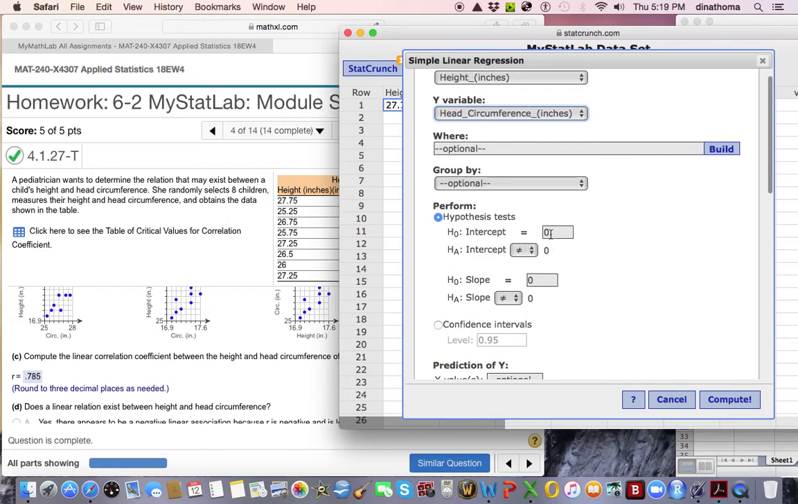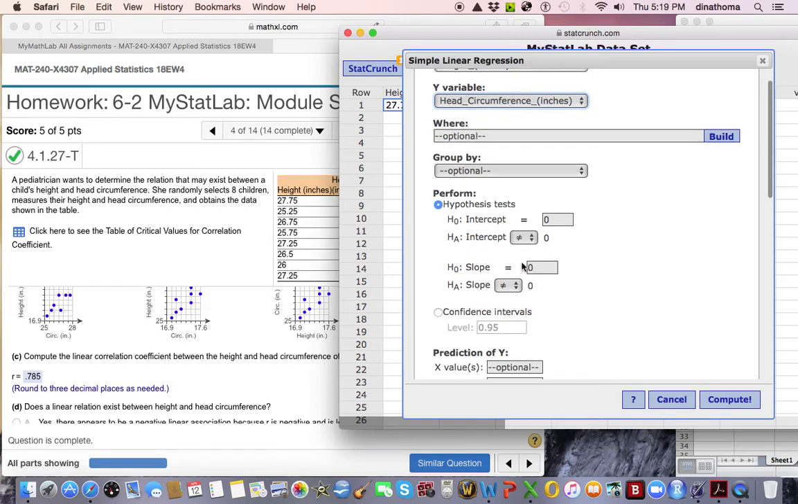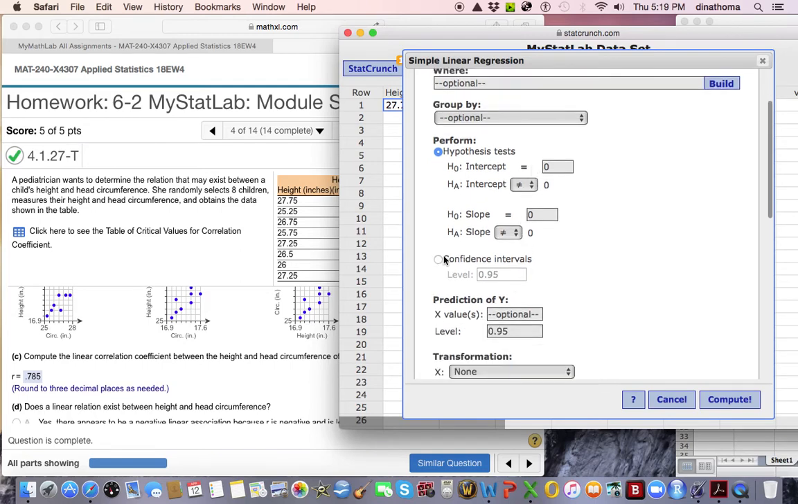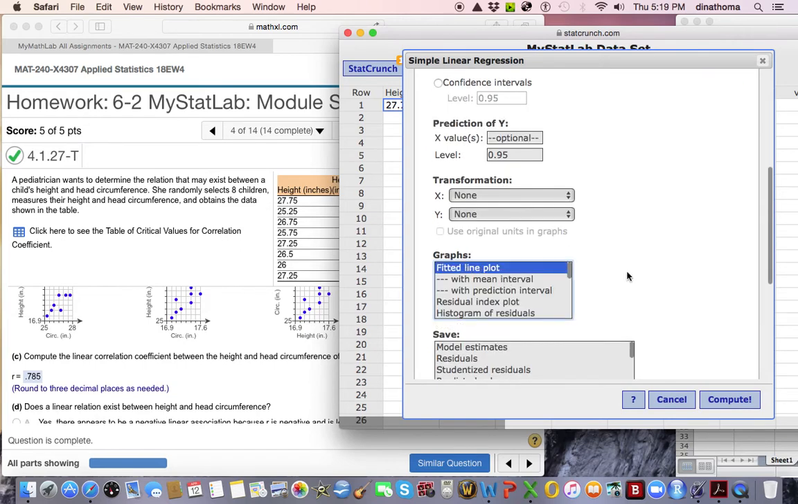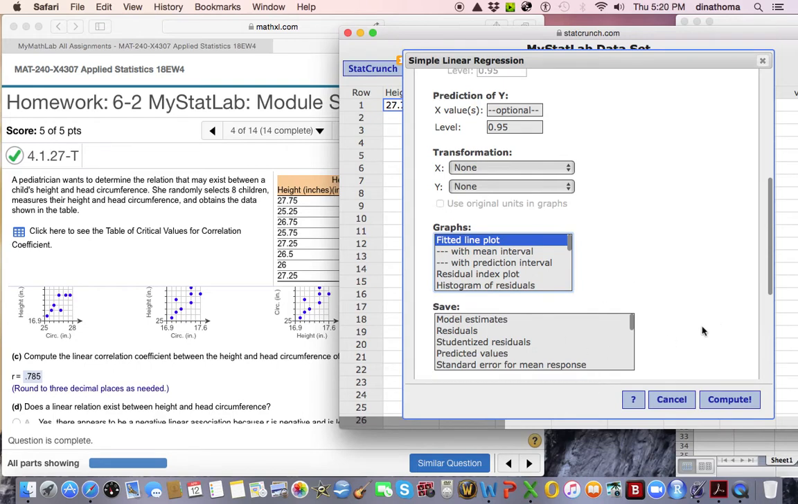Here, we want to know if the value in front of the X is 0 or not. In this case, we hope it's not, because if it's not, then that proves there is a relationship. And next week, we'll learn how to interpret all this. If we want to build a confidence interval, then you just click on that box. Fitted line plot, I'll put that in here just so we can look at it. Residuals and all that stuff, we'll get into that as well. But this is where you select if you have a problem that asks you to build all these types of graphs. You just highlight them.